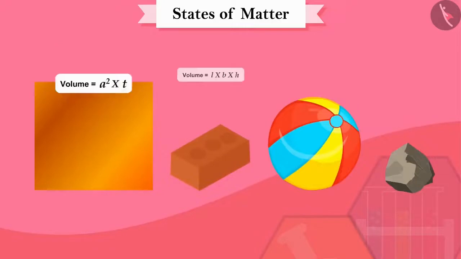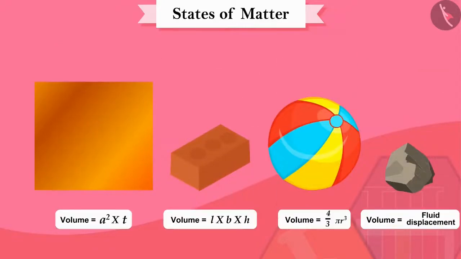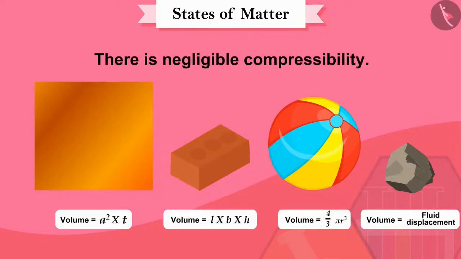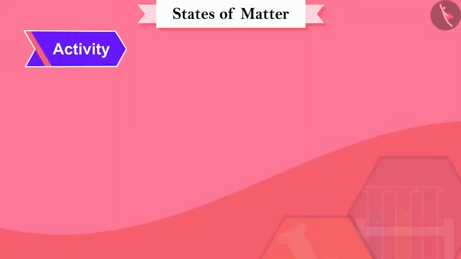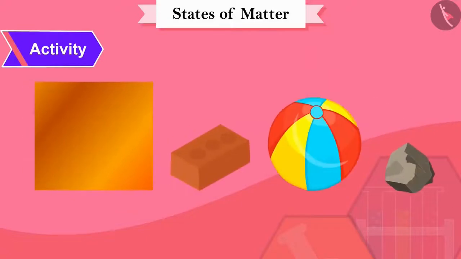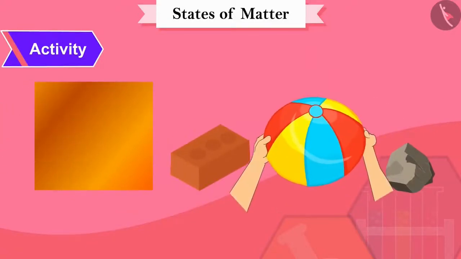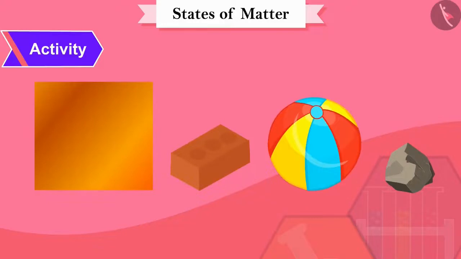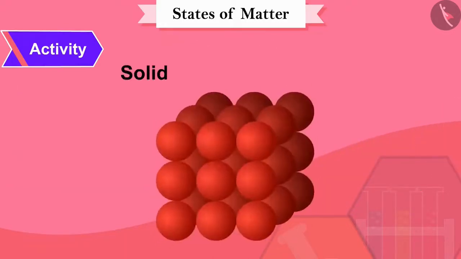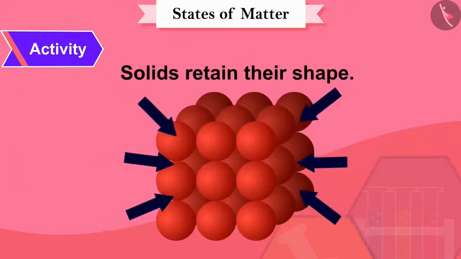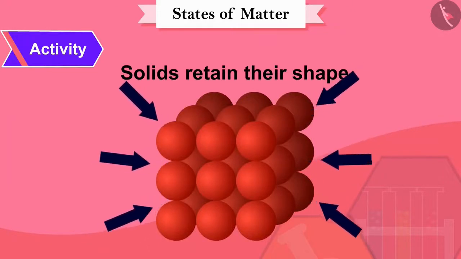Now, if we look at their volume, we will find that the volumes of all these matter are constant. That is, there is negligible compressibility. Now, let's do a fun activity. Try hitting these objects with a hammer, dragging or dropping them. What do you see? Have their shape changed? No. Solids retain their shape even when exerted externally.